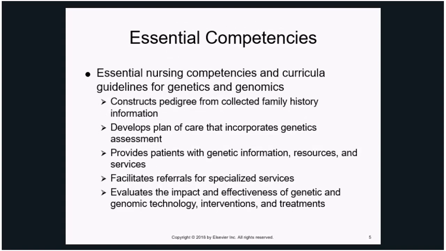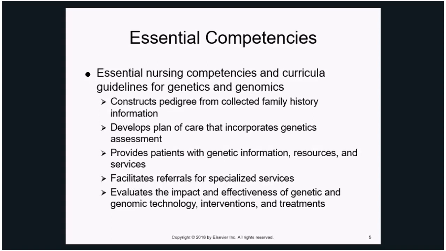Essential competencies: essential nursing competencies and curricula guidelines for genetics and genomics. The nurse constructs a pedigree from collected family history information and develops a plan of care that incorporates the genetic assessment. The nurse provides patients with genetic information, resources, and services, facilitates referrals for specialized services that may be needed, and evaluates the impact and effectiveness of genetic and genomic technology interventions and treatments.